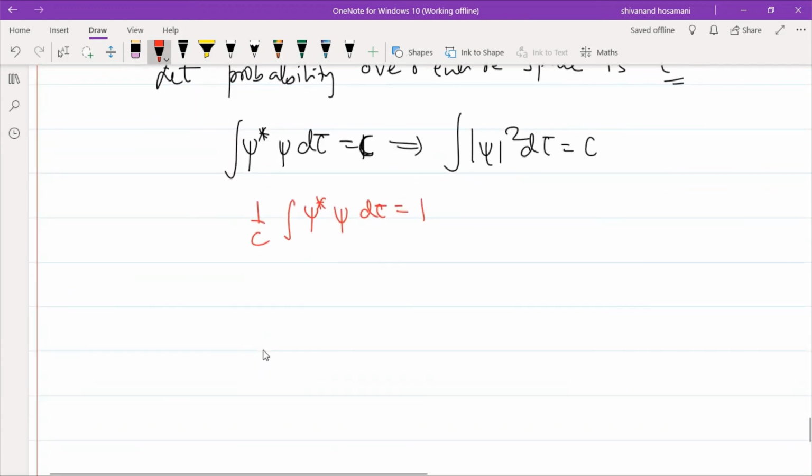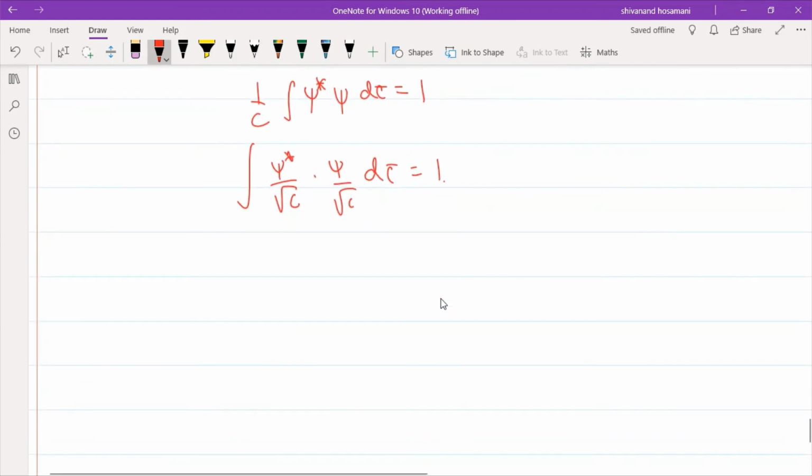So now, as C is a constant value, I can write this C as the integration of psi star by root c into psi by root c into d tau is equal to 1. So I got that information that 1 by root c is the coefficient of this wave function. So that wave function is nothing but psi divided by root c, which totally satisfies the Schrodinger wave equation, where this 1 by root c is called the normalization factor.